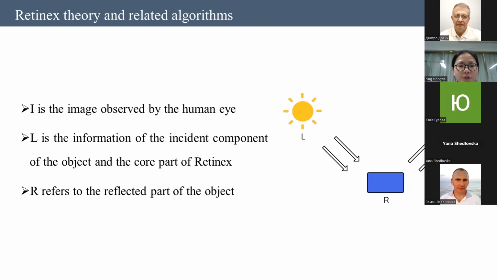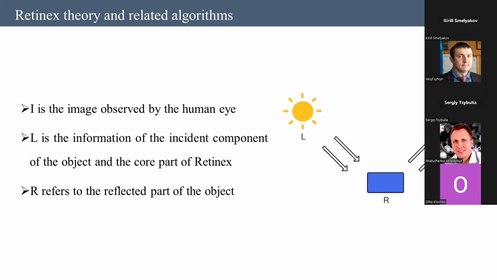Now, I will introduce the Retinex theory and related algorithms. The Retinex theory is also called the retinal cortex theory. Retinex theory is the decomposition of a given image into illumination and reflection components. I is the image observed by the human eye. L is the information of the incident component of the object and the core part of Retinex. R refers to the reflected part of the object.